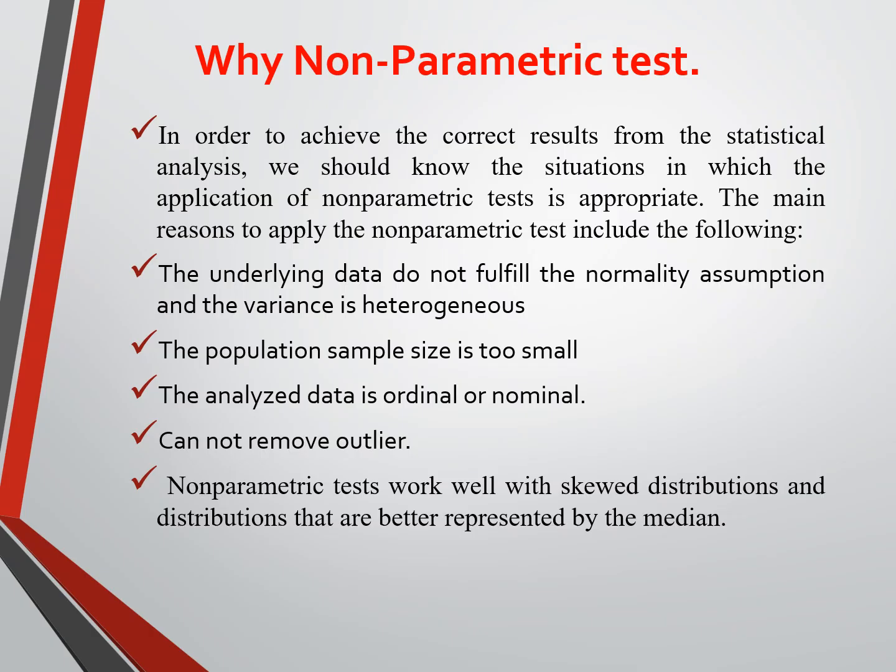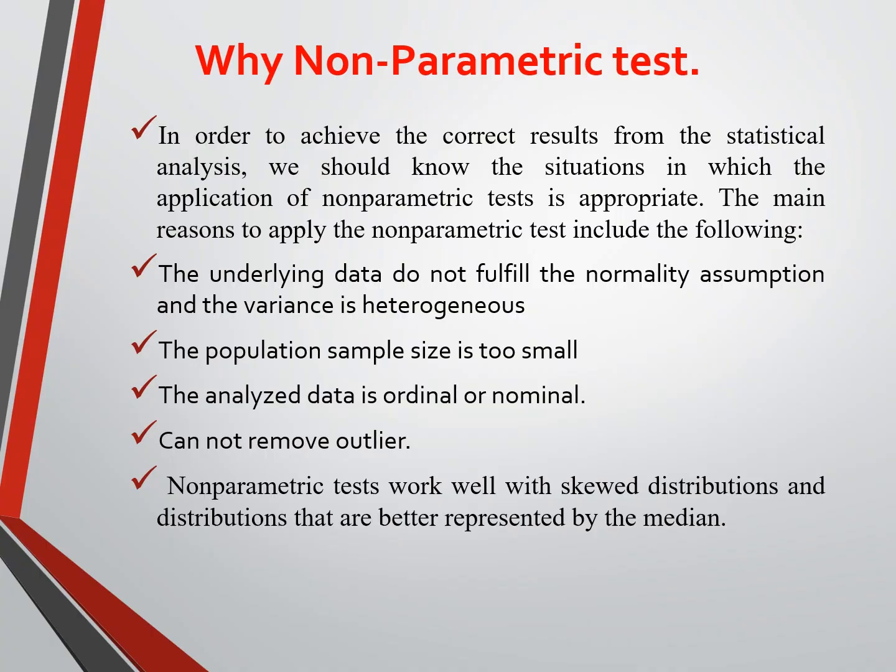The population size is too small, that is between 2 to 30. Correct? If the analyzed data is ordinal or nominal, then we definitely have to use the non-parametric test. If we cannot remove the outlier from the database, then we should go with a non-parametric test. And non-parametric tests work when we have a skewed distribution, as I said, left or right, which is better represented by the median.